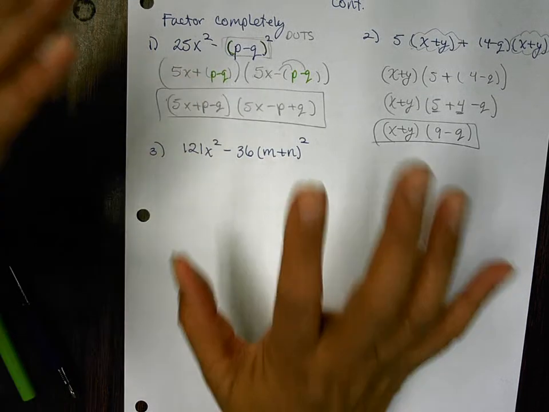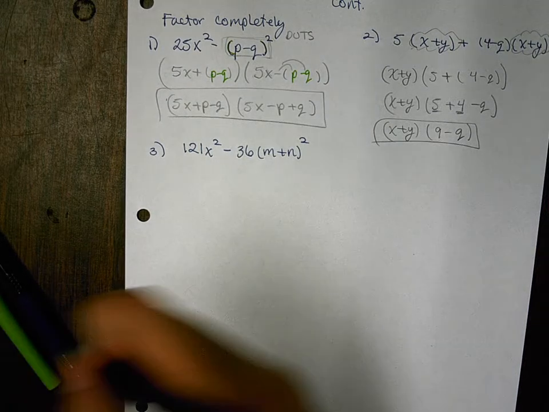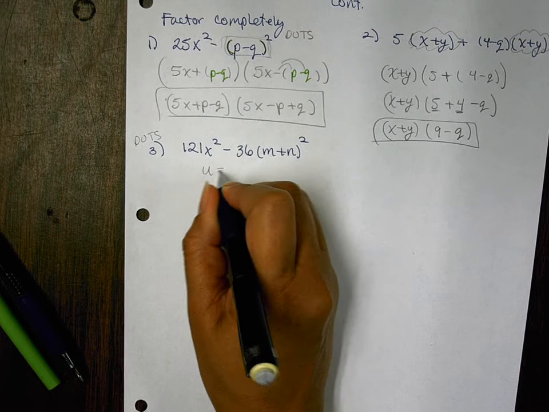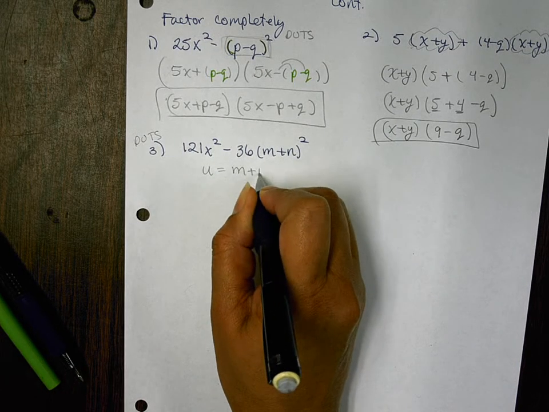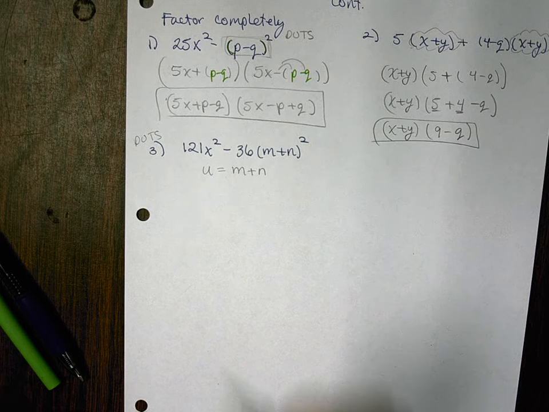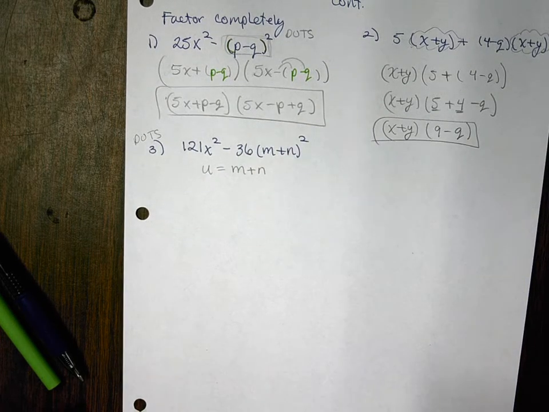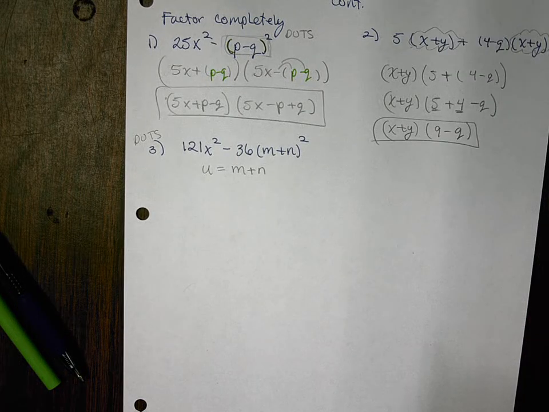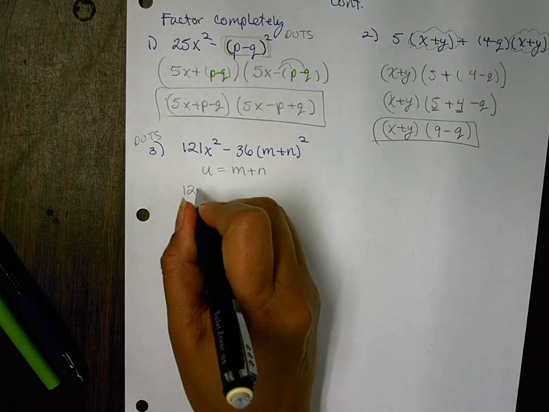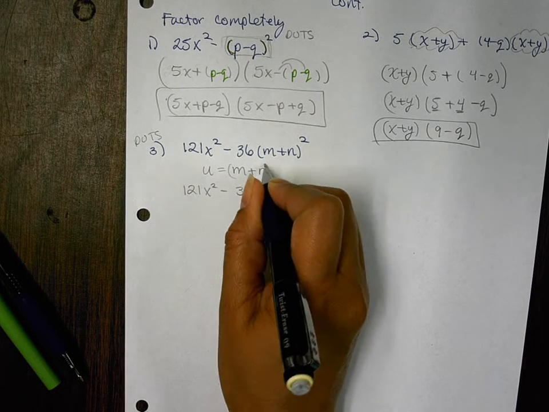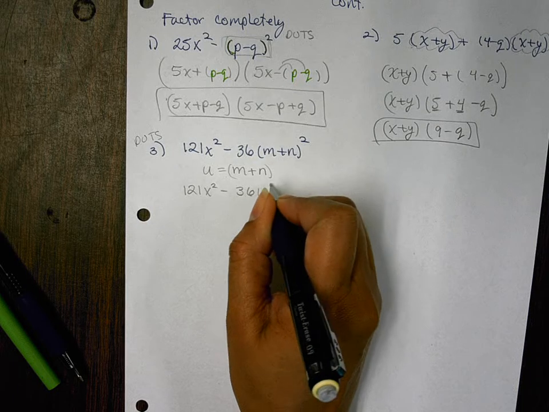Okay, so this is a difference of two squares problem. I know it looks a little different. So here is where I'll use substitution if you like it. Now, I do not require it. Personally, I'd rather you do it like we did up here without the substitution. But if the substitution helps, I definitely suggest you use it. And here is how it works. 121x squared minus 36, m plus n is u, so u squared.